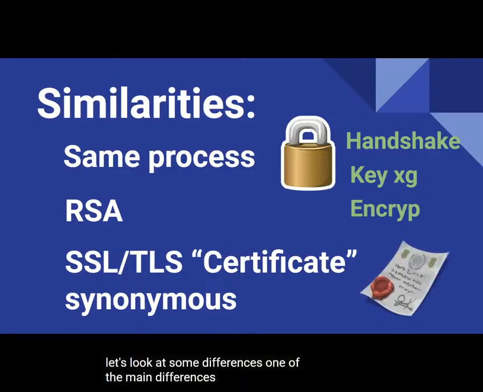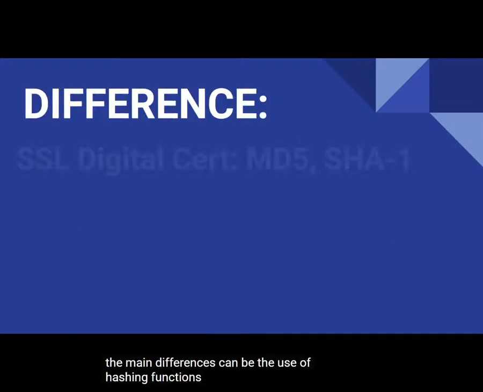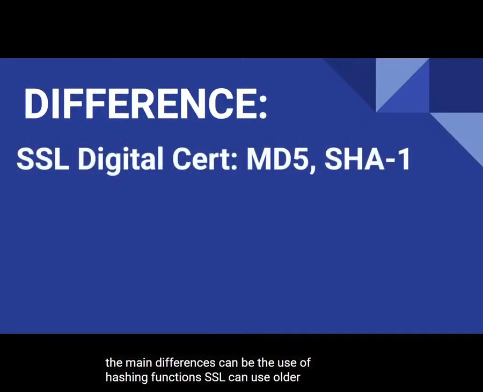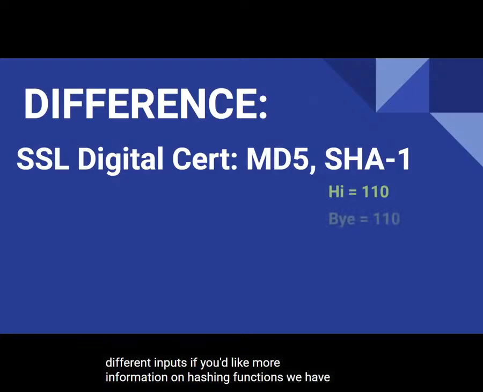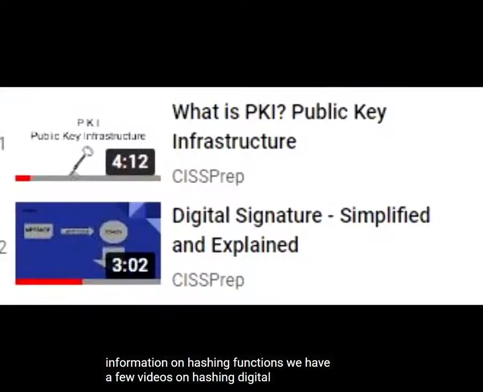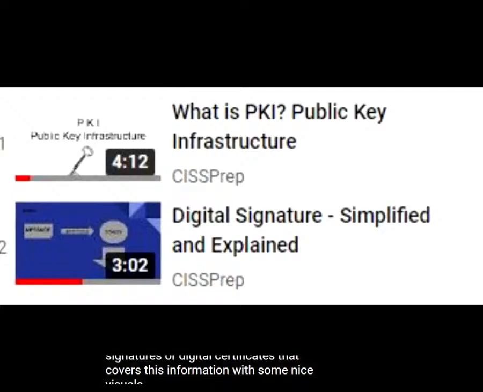One of the main differences can be the use of hashing functions. SSL can use older hashing functions such as MD5 or SHA-1, which have been shown to be deprecated due to the ability to produce something called a collision. A collision is when the digest or digital representation is shown to be the same when there are different inputs. If you'd like more information on hashing functions, we have a few videos on hashing, digital signatures, or digital certificates that cover this information with some nice visuals too.